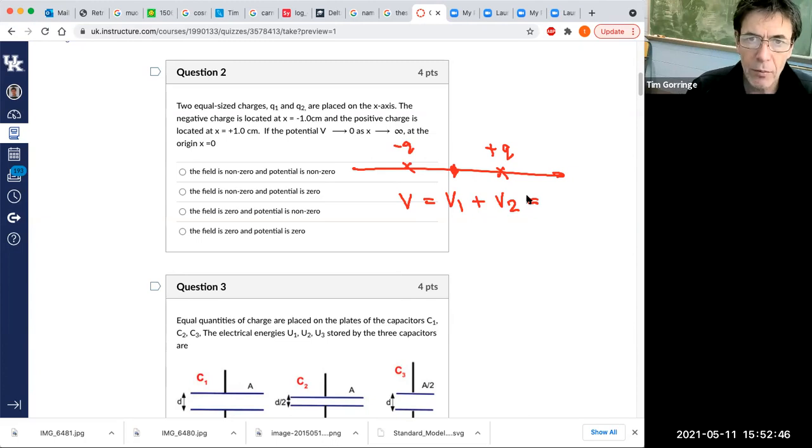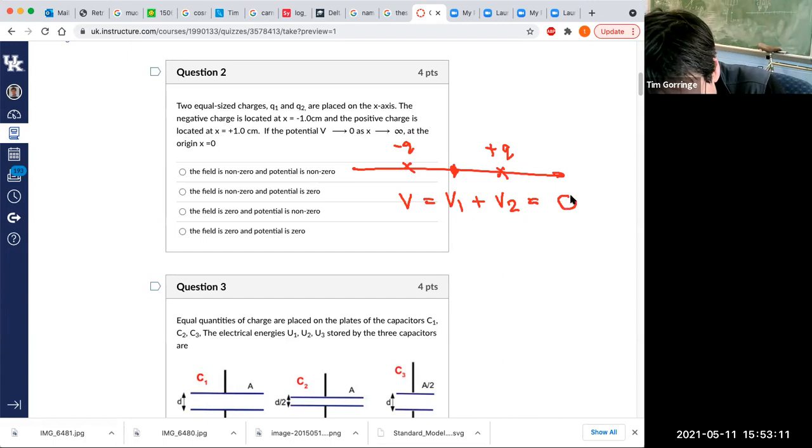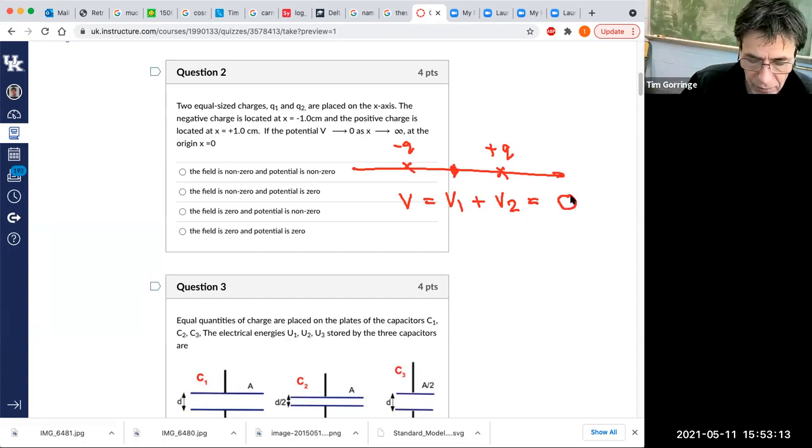Now, the potentials of the two charges are in proportion to the amount of charge. They have the same amount of charge in size, in inverse proportion to the distance. They're at the same distances from the origin. But for the positive charge, the potential is going to be positive. For the negative charge, the potential is going to be negative. So you've got two equal and opposite potentials that will cancel out. So the overall potential at the origin is zero.